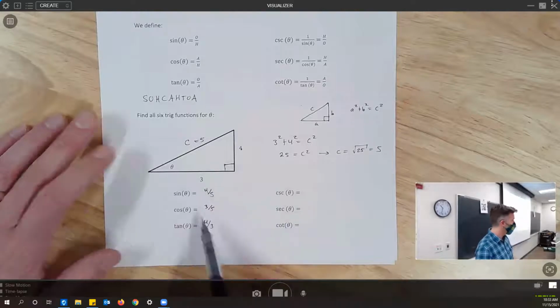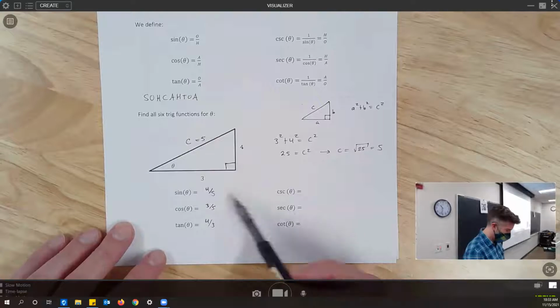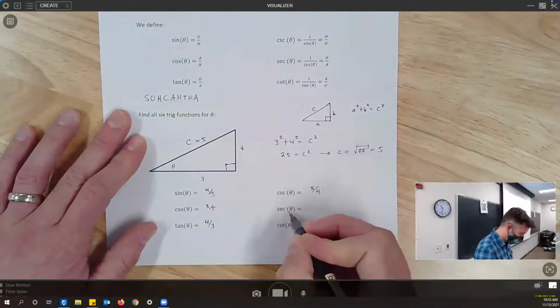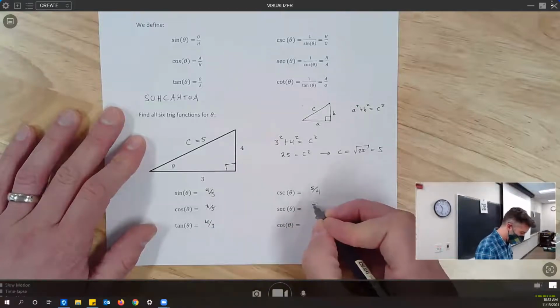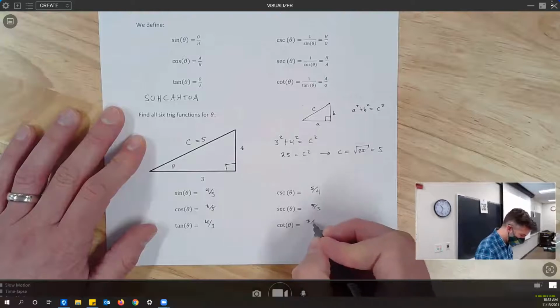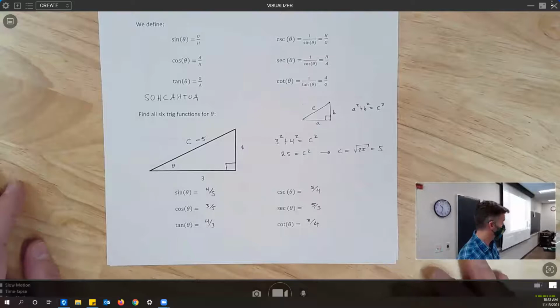Cosecant of theta. I'm not looking at the triangle for these ones. I'm saying, oh, cosecant is the reciprocal of that one. It's 5/4. Secant of theta is the reciprocal of cosine theta. It's 5/3. Cotangent of theta is the reciprocal of tangent of theta. It's 3/4. That's how I'm doing that every time.